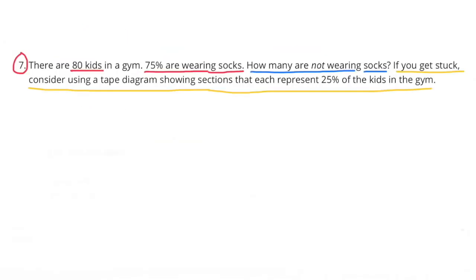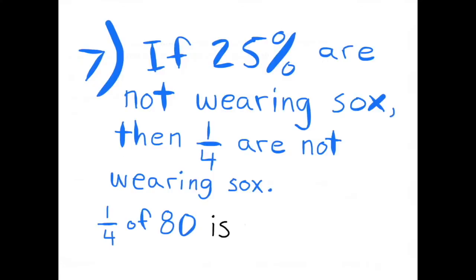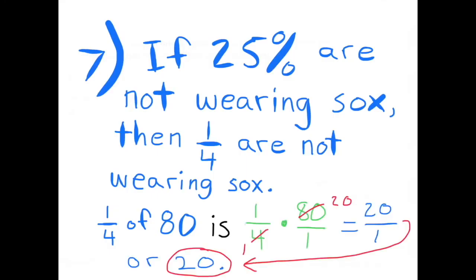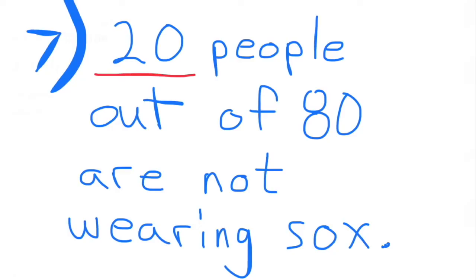Number 7. There are 80 kids in a gym. 75% are wearing socks. How many are not wearing socks? If you get stuck, consider using a tape diagram showing sections that each represent 25% of the kids in the gym. If 25% of the kids are not wearing socks, then 1/4 of the kids are not wearing socks, since 25% is the same as 1/4. And 1/4 of 80 is 1/4 times 80. And 1/4 times 80 is 20. 20 people out of 80 are not wearing socks.